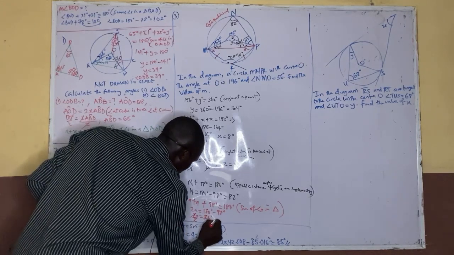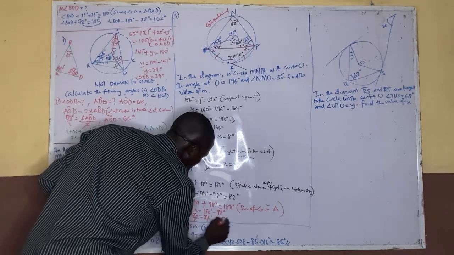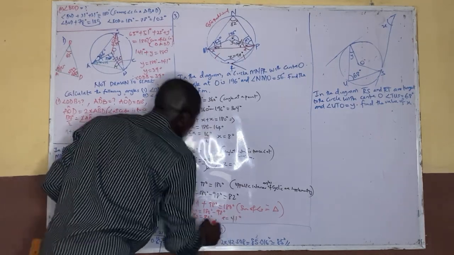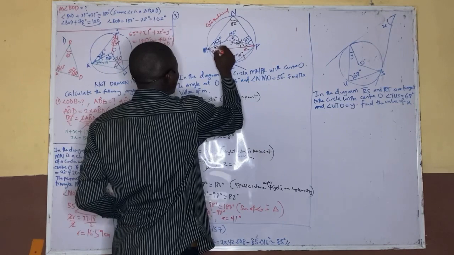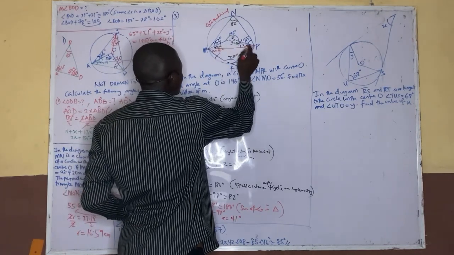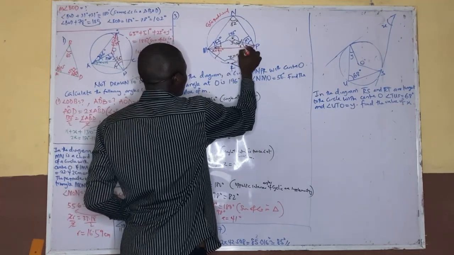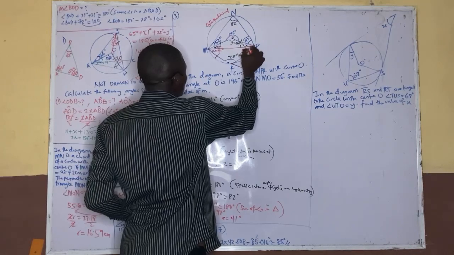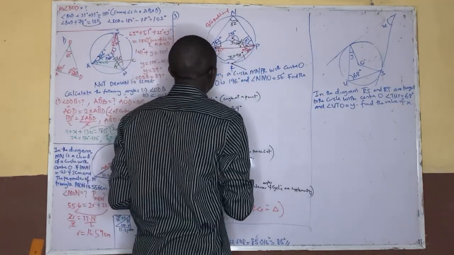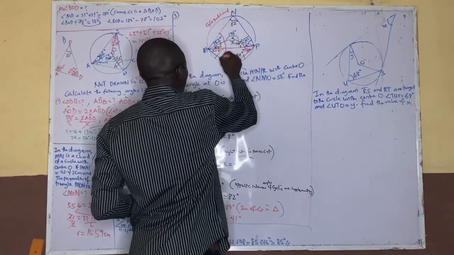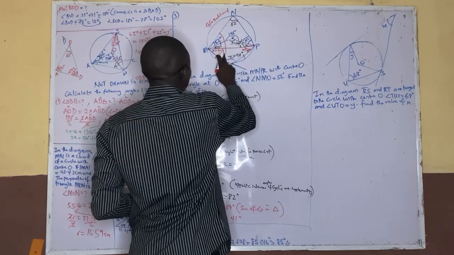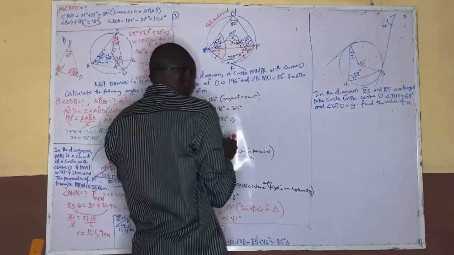A is equal to 41 degrees. So this is 41 degrees. This is also 41 degrees. So we have successfully calculated all these. Now you can add these angles together: 41 plus 52 plus 8.